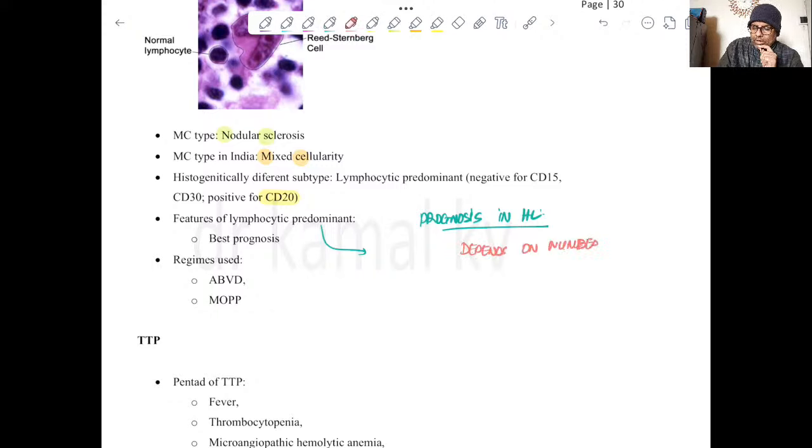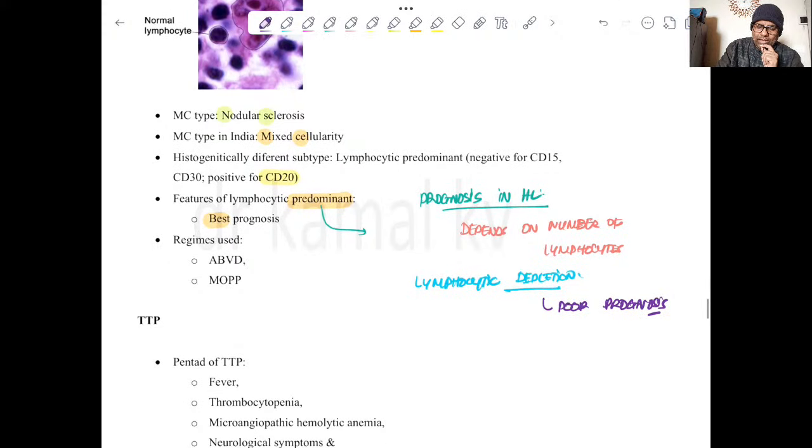Clear? Number of lymphocytes. So therefore, lymphocytic predominant, best prognosis. Lymphocytic depletion, poor prognosis. So this way you can remember, right? So poor prognosis. Then you can remember ABVD and MOPP regimens for treatment.